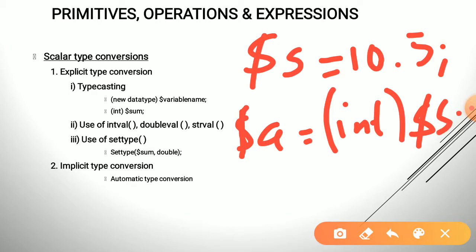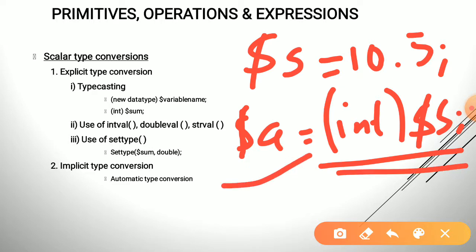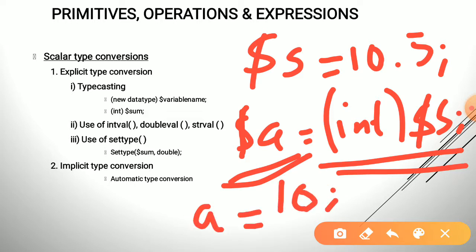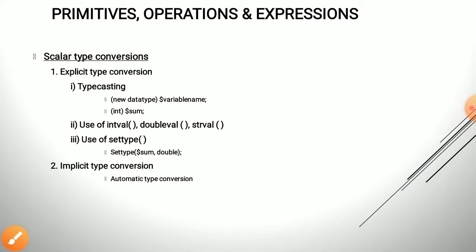Okay, so here we are typecasting this variable s to integer and assigning it to this variable a. What will be the value of a? The value of a will be 10. And the value of s will be 10.5 itself. So this is called typecasting.